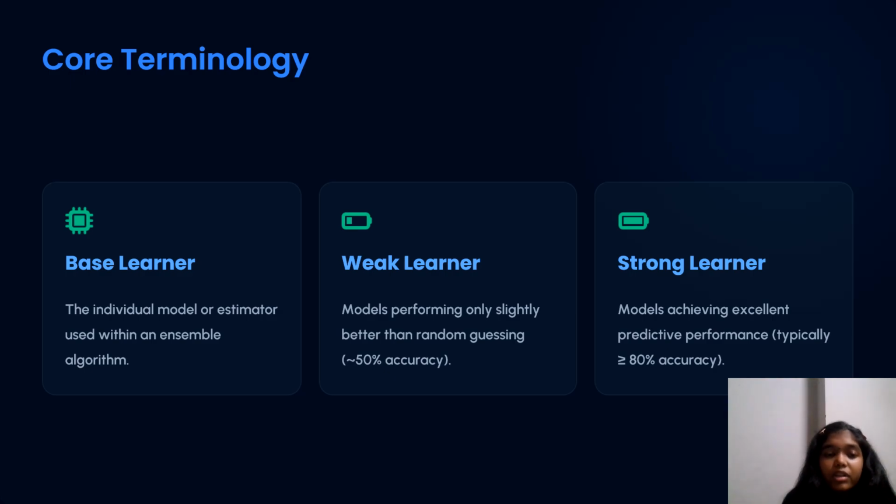The core terminology of ensemble learning are base learner, weak learner, and strong learner. Base learner means the individual model or estimator used within an ensemble algorithm. Weak learner means the models that produce less than or equal to 50% accuracy. And strong learner are models that achieve excellent performance, typically equal to or higher than 80% accuracy.